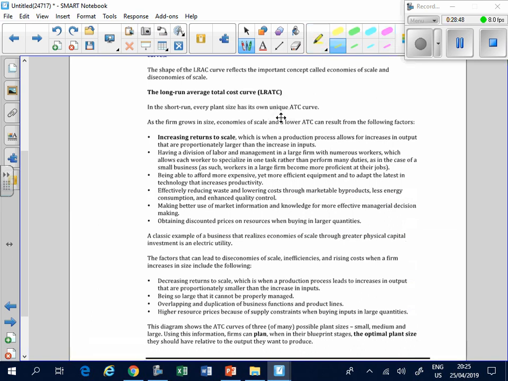We spoke about increasing returns to scale. We talked about that. That's fine.